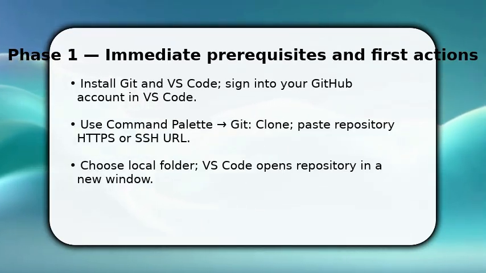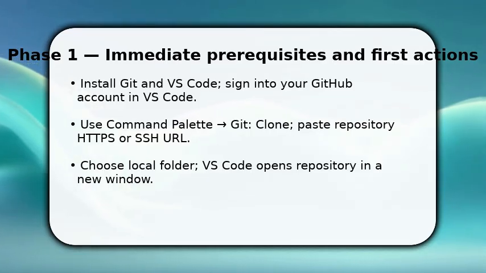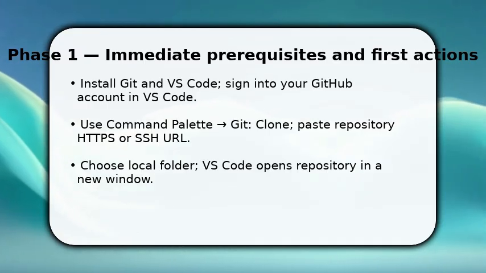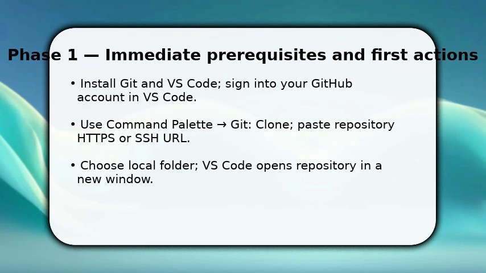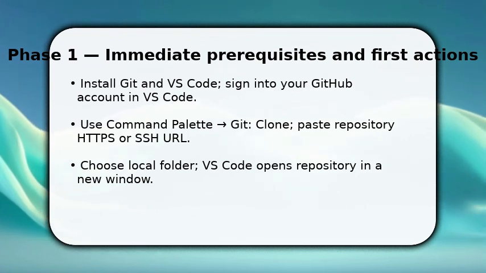This approach uses VS Code's built-in Git, which immediately wires up the .git folder so you can see branches and history. Make sure to sign into GitHub in the source control pane so authentication is smoother when you push or pull.